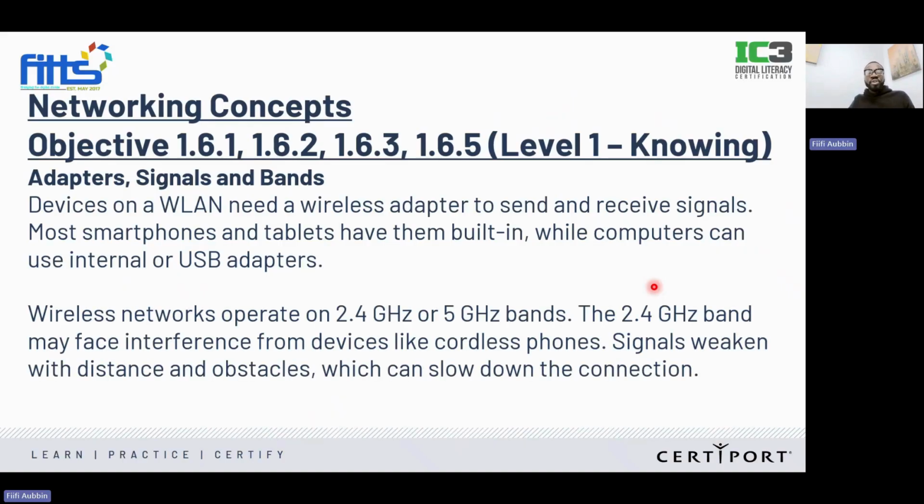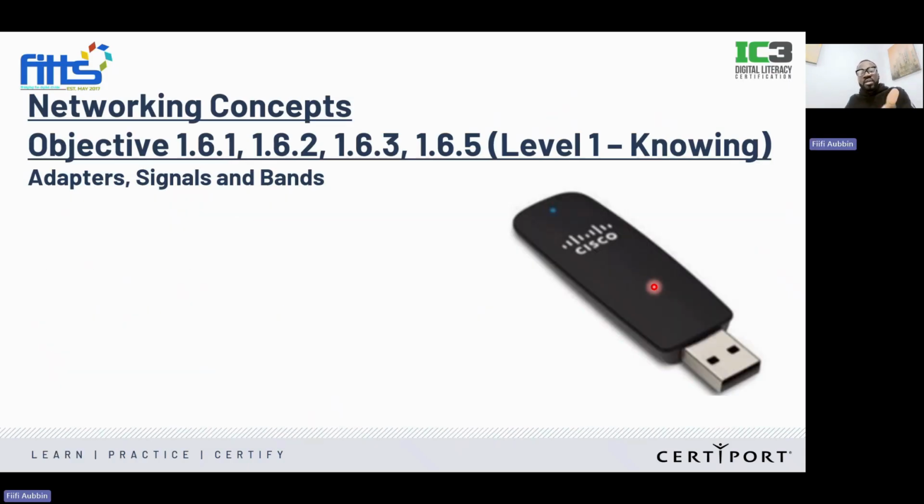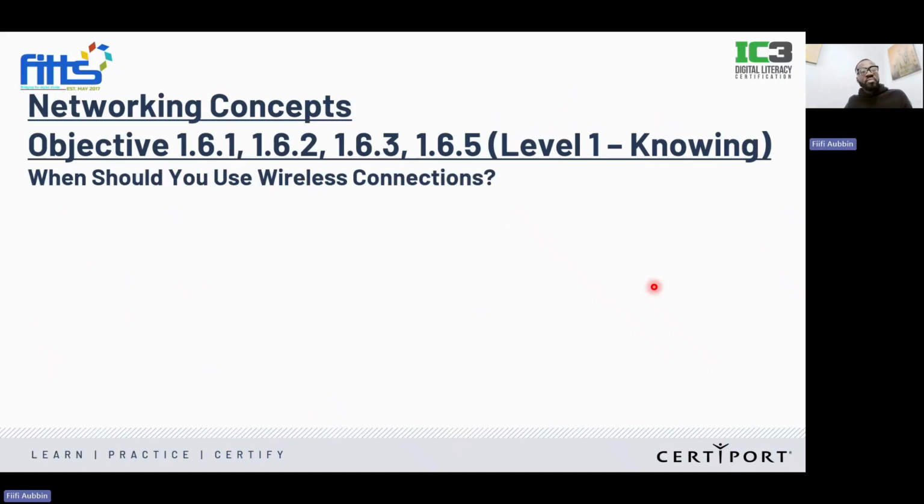Wireless networks operate on 2.4 gigahertz and 5 gigahertz bands. The 2.4 gigahertz band may face interference from devices like cordless phones. Signals weaken with distance and obstacles, which can slow down the connection. So bear in mind if you're using wireless, okay? We can have one from Cisco like this, you slot it and you are good to go.